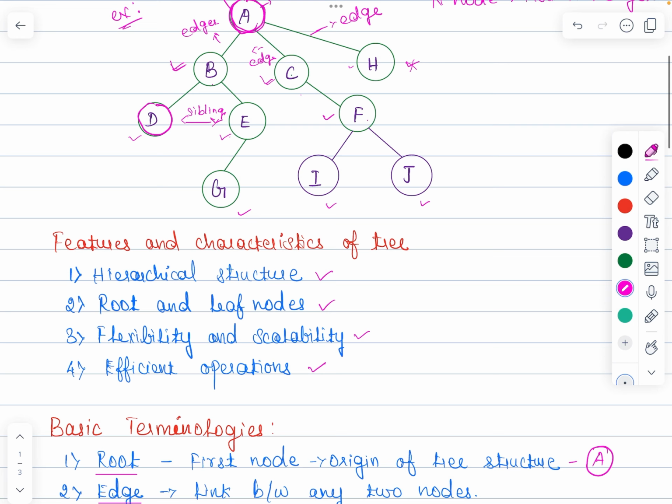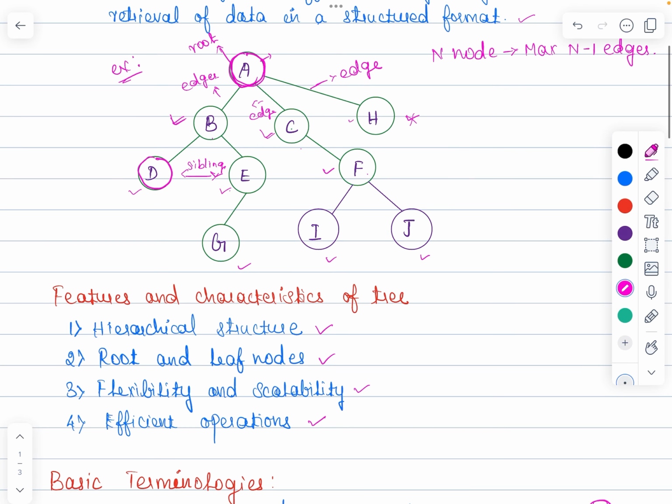And also if you check, B, C, H are also siblings because they share the same parent A, and I and J are also siblings for the parent node F, since they share the same parent F.